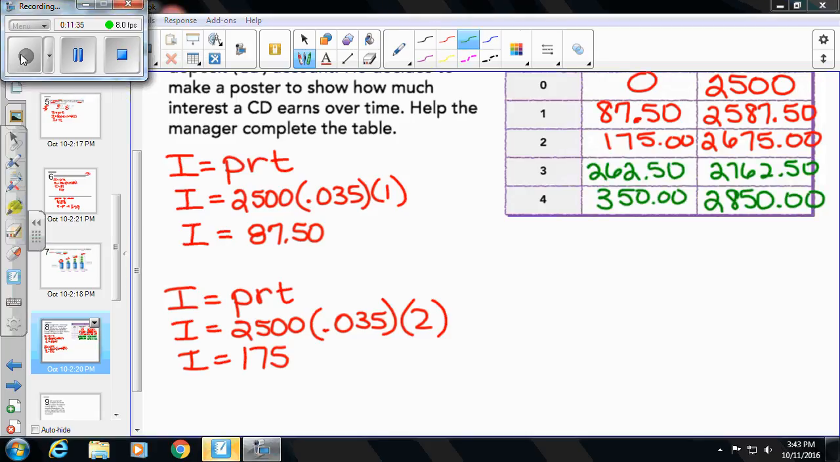Welcome back. I hope your amounts agree with mine. I did the simple interest formula and I took the interest I earned and I added it to the original amount of $2,500 to come up with my balances.